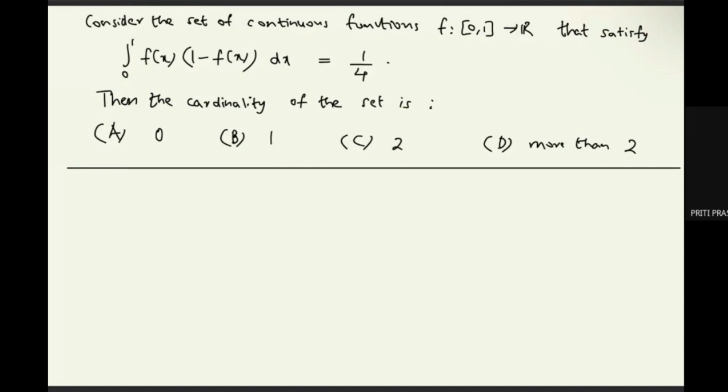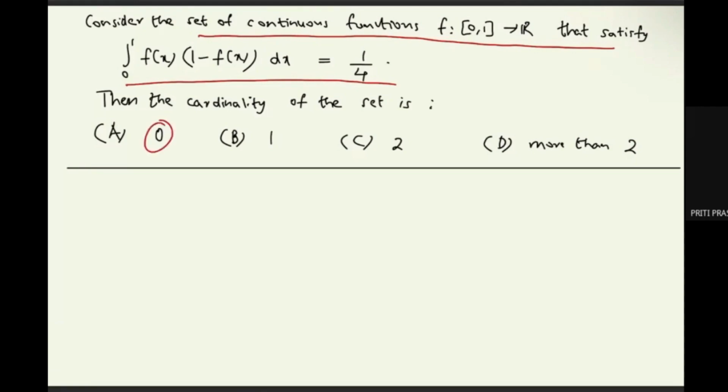See the question: the set of all continuous functions f from [0,1] to R that satisfy this property. Then they are asking about the cardinality of the set. Means they are asking how many such functions are there. So this means there are no such functions, or there is only one such function, or only 2 functions, or more than 2 functions. We need to see. So again, the conditions are very important. We are looking for continuous functions satisfying this property.